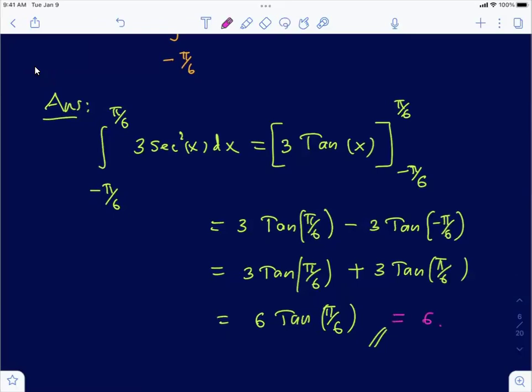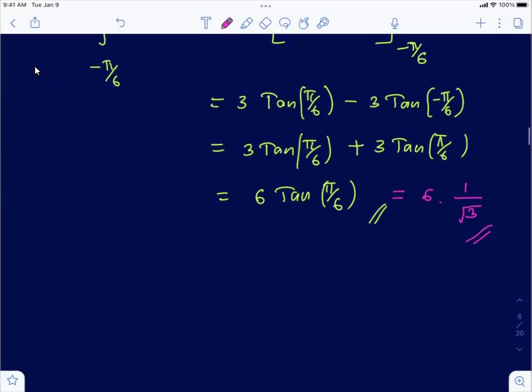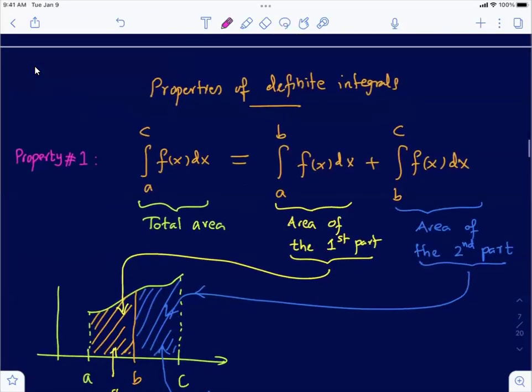Tangent pi over 6, in other words, pi over 6 is a 30-degree angle, and that results in 1 over square root of 3 for the tangent. Or in other words, it can be rationalized to square root of 3 divided by 3. However, this particular part is nothing about calculus. It is about algebra or trigonometry background that you need to recall. The calculus ends right here. Let's proceed to the next step.